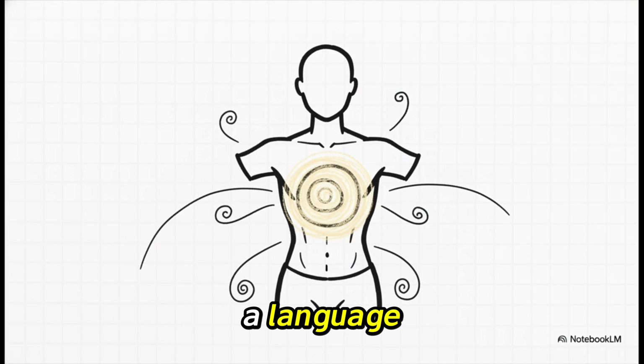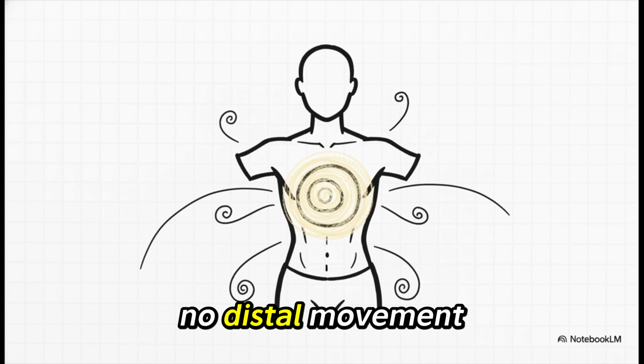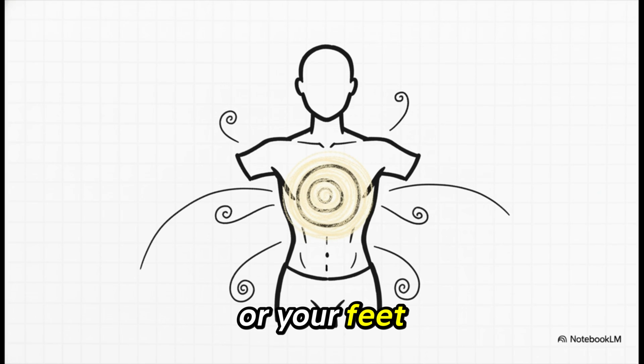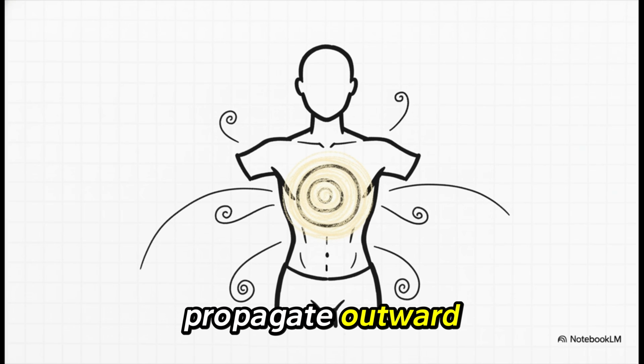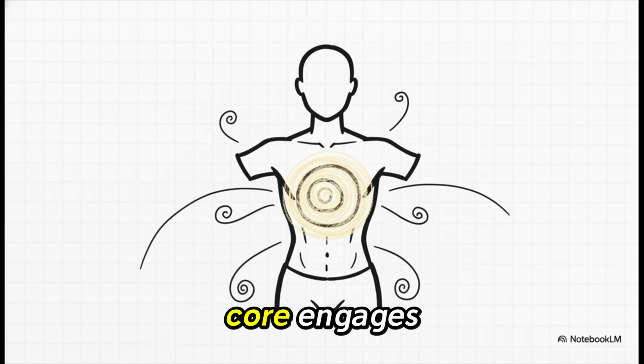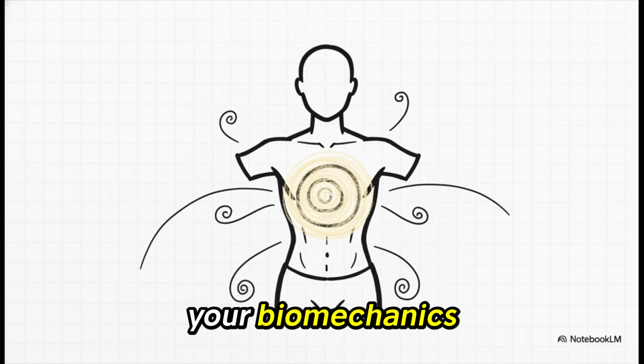If movement is a language, then the trunk is the subject of your body's sentence. No distal movement, meaning your hands or your feet, is grammatically valid unless the trunk initiates it first. It provides the rotational axis for the spiral to propagate outward. If your arm moves before your core engages, you've essentially made a massive grammatical error in your biomechanics.